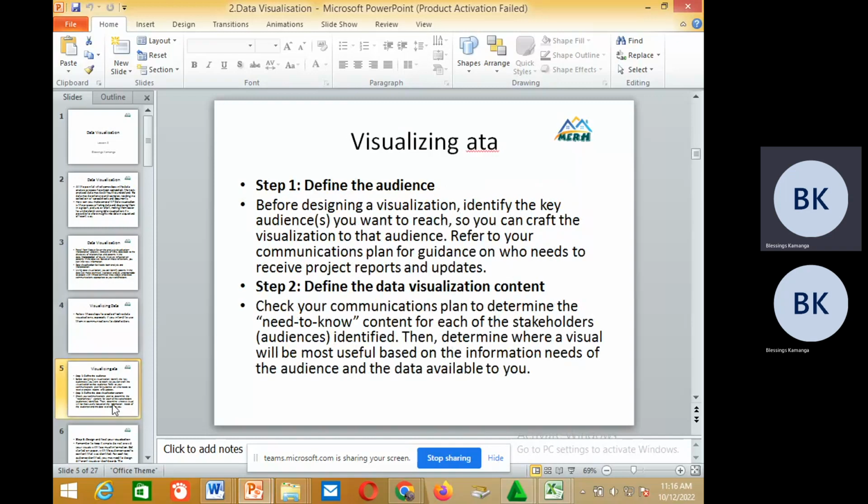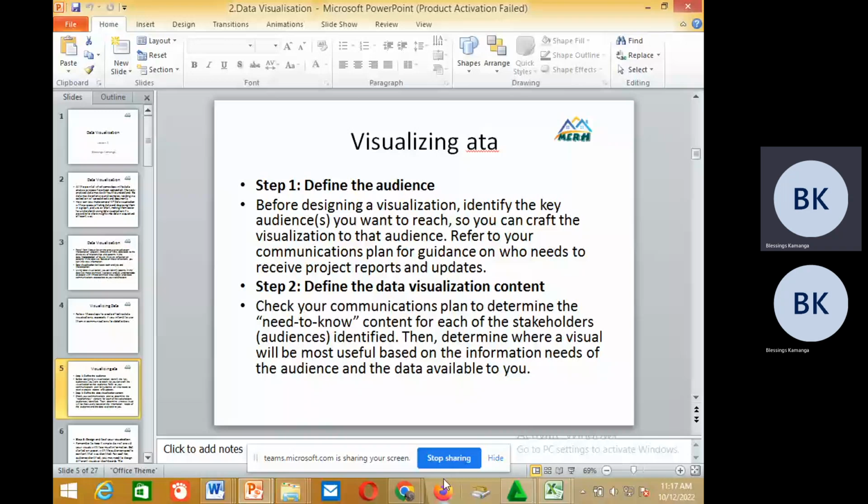So the first step is always to identify the audience. Before designing a data visualization, identify the key audiences you want to reach, so you can craft the visualization to that audience. Refer to your communications plan guidance if you are unclear on how to define the audience, but always make sure that you define the audience so that the individuals you are trying to show the data to should be able to understand what is going on.